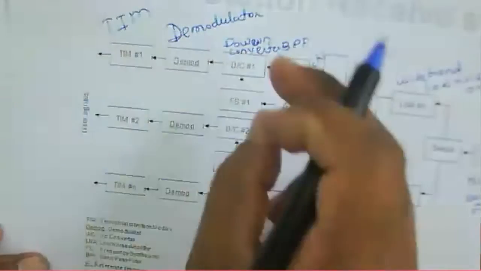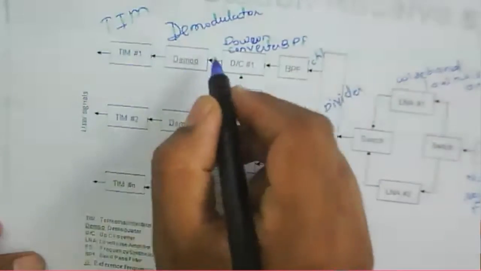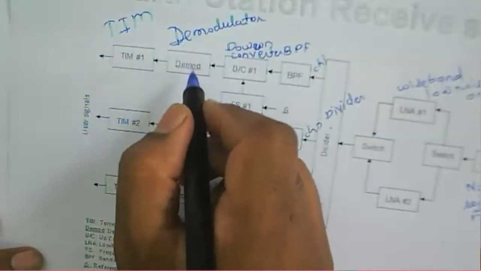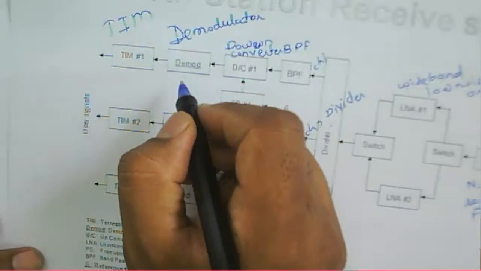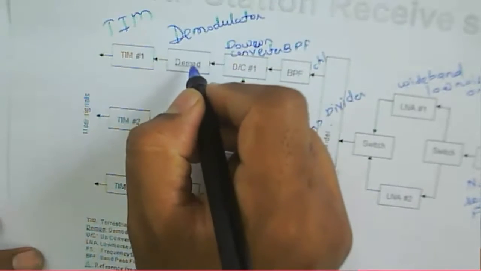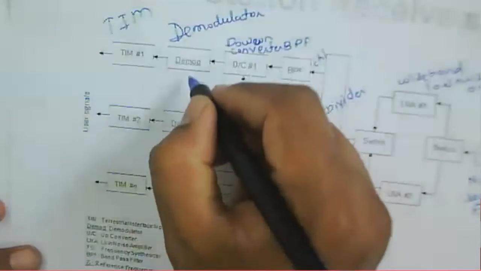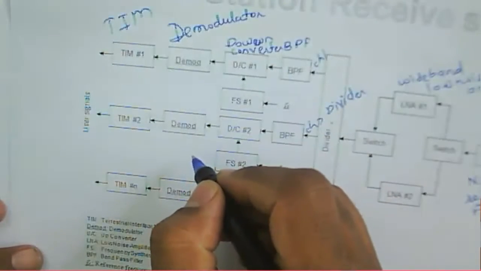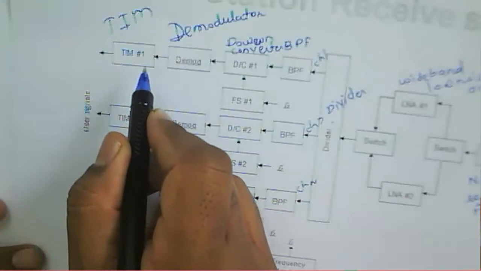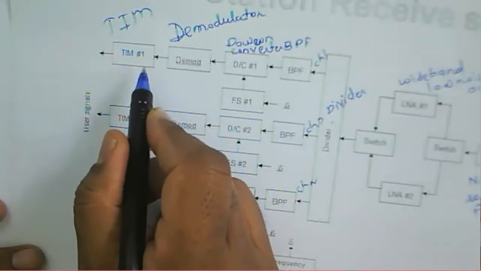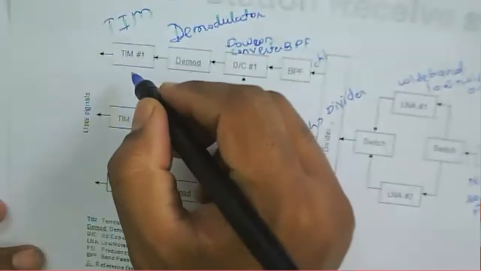Means different signal bands are transmitted to this demodulator, and the demodulator depends upon what type of signal is given. According to that, the demodulator demodulates the signal. We can say that the demodulators depend upon the type of the signals here. And once the signals are demodulated, that particular signal will be given to the terrestrial interface module.